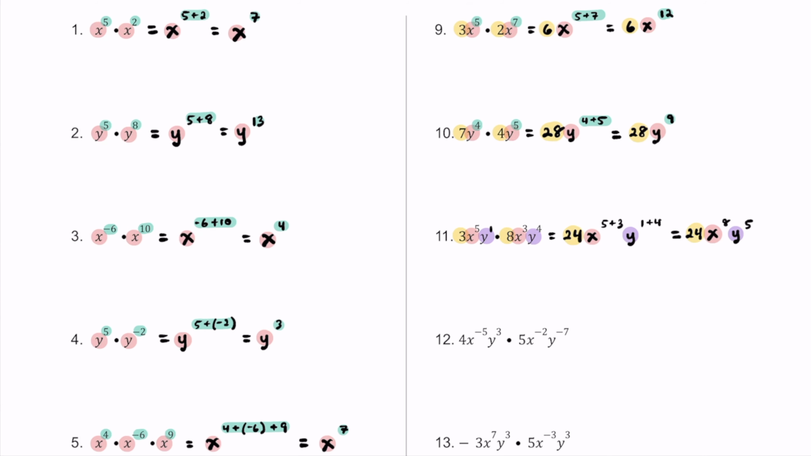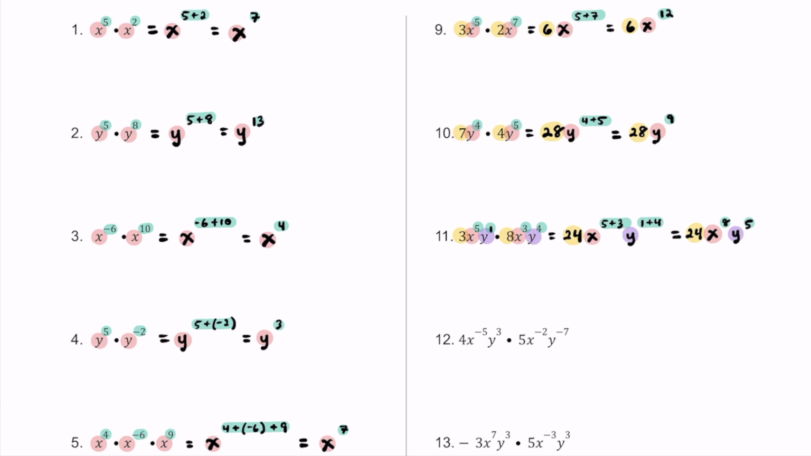So we got this 24 from multiplying this 3 times 8 together, then multiplying this x to the 5th times x to the 3rd. If we go ahead and take that little 5 and little 3, we add those together, we get a little 8 here. And then for our y to the 1 times y to the 4th, we can go ahead and add that little 1 and little 4 together. 1 plus 4, that gets us our exponent of 5.